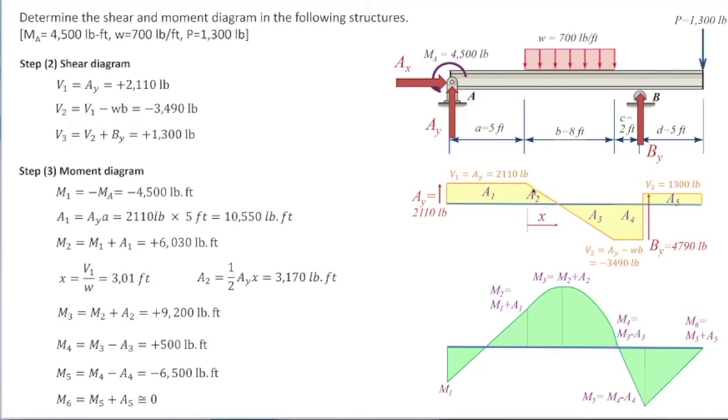In addition, we also always check the beginning and the end. The moment at the beginning is negative 4,500 pound-feet, and the moment at the end is 0. So by looking at these moments, we can quickly identify the maximum positive and maximum negative moments in this problem without constructing the entire moment diagram.